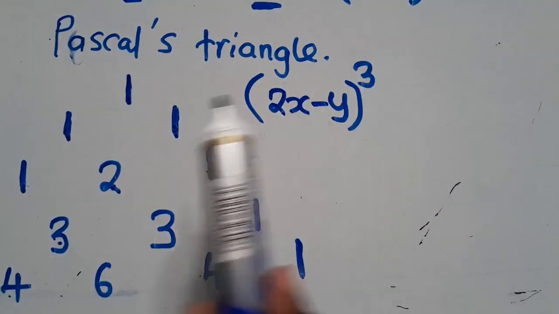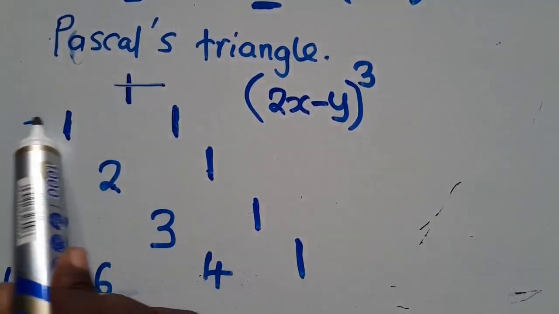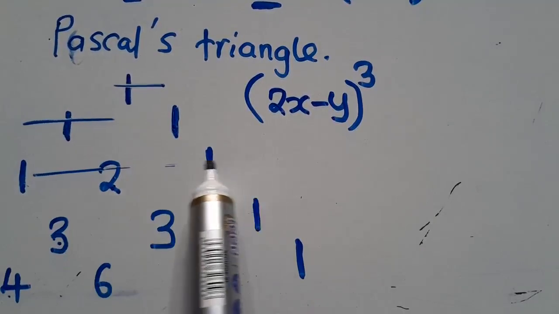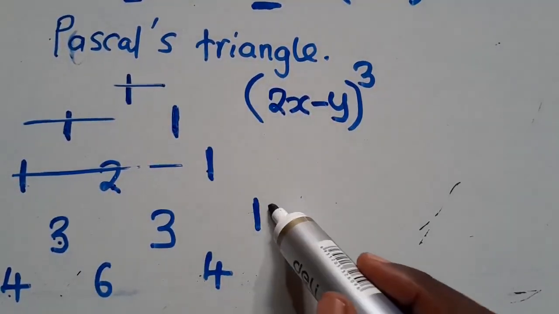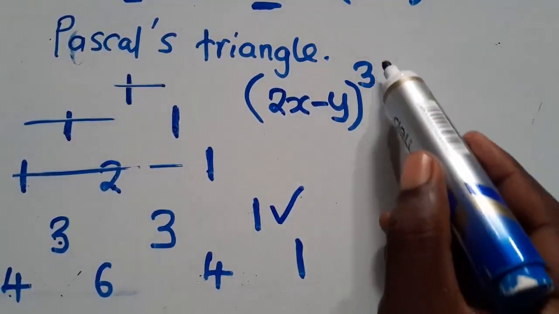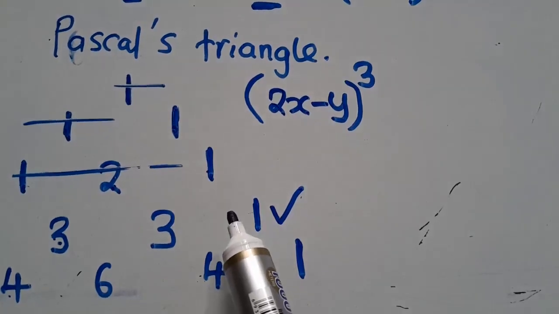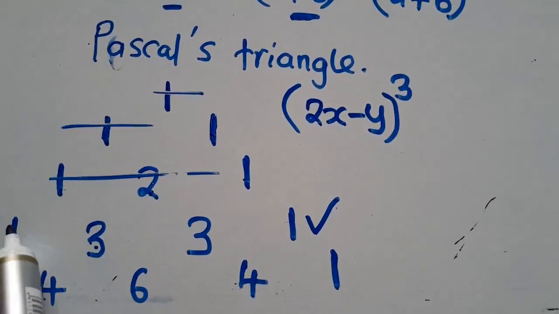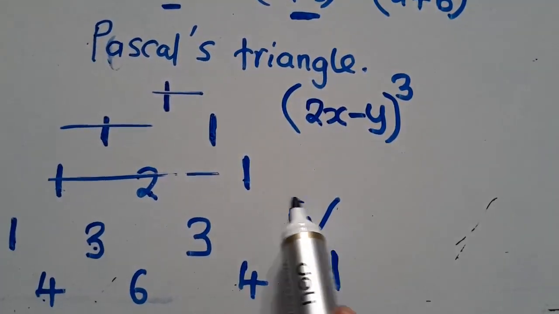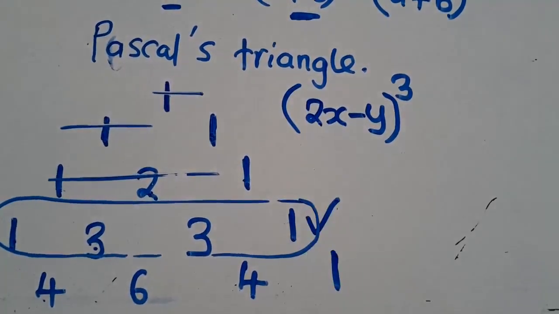So you go here, you start counting. This is the first row, 1, 2, 3. So this is row number 3. Then you get the next one. We are going to get this row. So if it has power 3, you need to get row 4. The numbers that you are able to see here, we've got 1, 3, 3, 1. These are called coefficients.